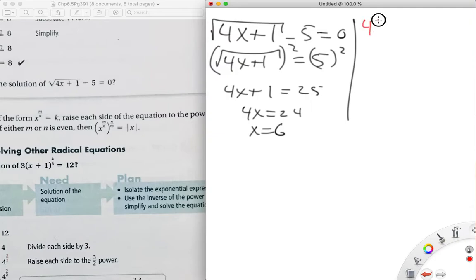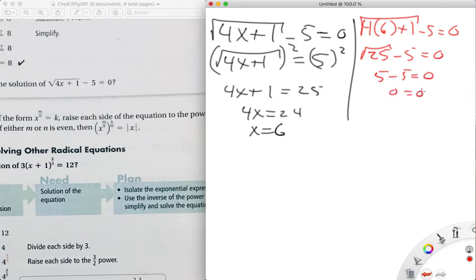So the square root of 4 times 6 plus 1, minus 5, should equal 0. 24 plus 1 is 25, and then 5 minus 5 equals 0. So then you're wondering, when you square rooted, shouldn't you have plus or minus 5? And yes, we should, but in these problems, we're using just the positive roots, not the negative roots.